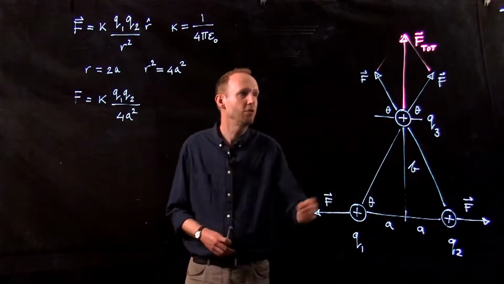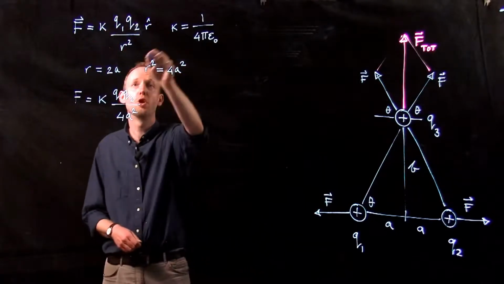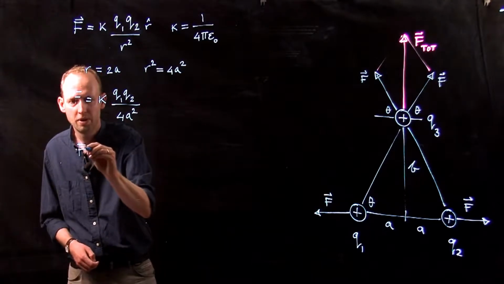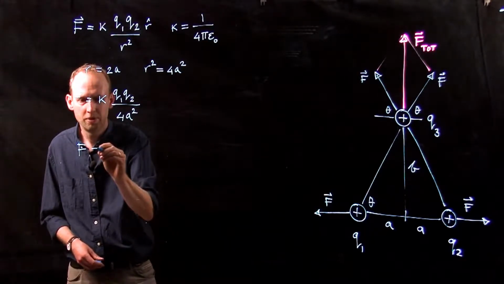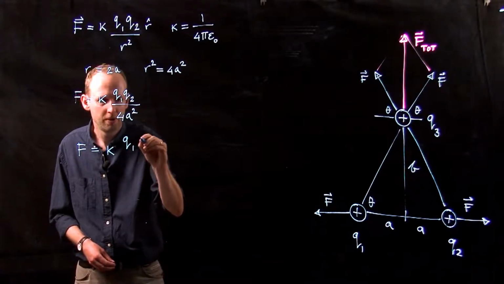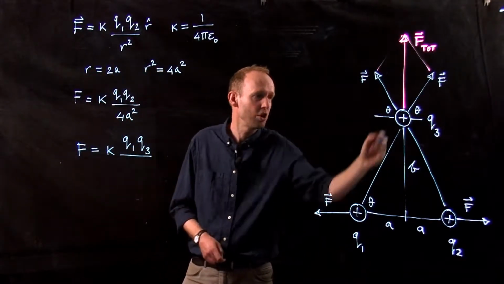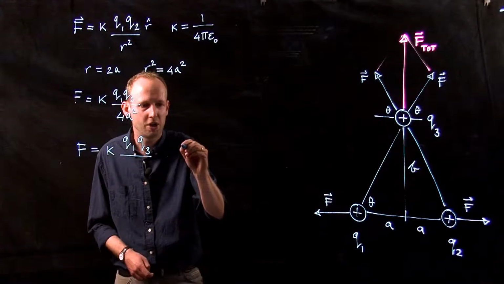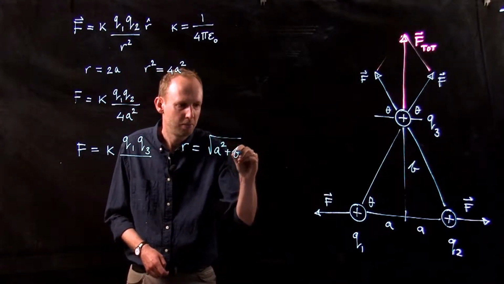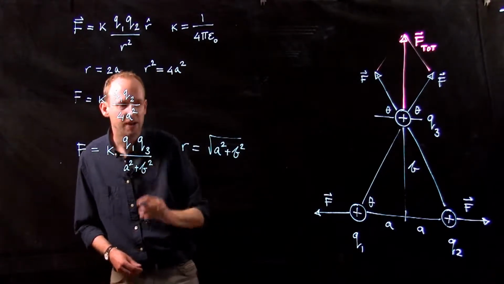Now let's look at the magnitude of one of these forces. Let's take this one here on the right. So the general formula for the Coulomb force is still the same, but now we have to write it as follows. The magnitude F will be K times Q1, Q3 divided by the separation between these two charges. Now in this case, the separation R equals the square root of A squared plus B squared, so we get A squared plus B squared here in the denominator.